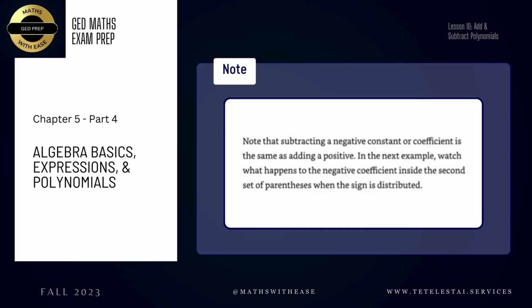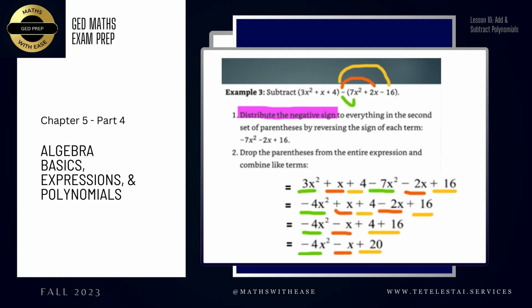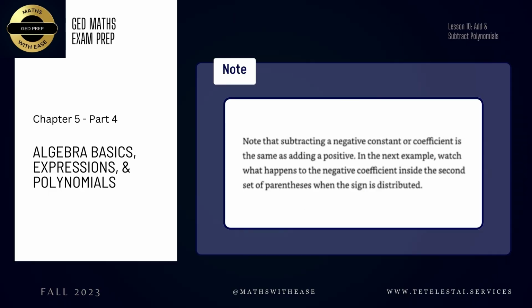Let me just go back. Remember, we distributed the negative sign across everything inside the expressions, the terms to the right of the negative sign. And once we did that, we replaced the negative sign with a positive sign. That's what this note is telling you: when you're subtracting a negative constant or coefficient, it's the same thing as adding a positive. But you want to make sure that you're distributing the negative sign to everything to the right of the negative sign.